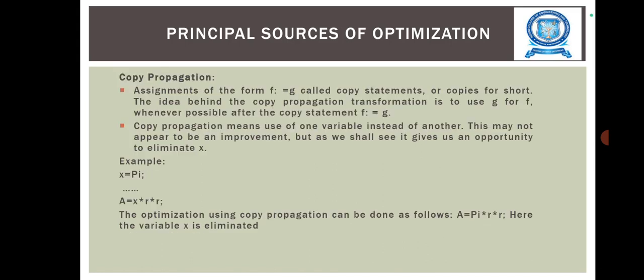Copy propagation. Assignments of the form f = g are called copy statements, or copies for short. The idea behind the copy propagation transformation is to use g for f whenever possible after the copy statement f = g. Copy propagation means use of one variable instead of another. This may not appear to be an improvement, but as we shall see, it gives us an opportunity to eliminate x. Example: x = pi, a = x * r * r. The optimization using copy propagation can be done as a = pi * r * r. Here the variable x is eliminated.